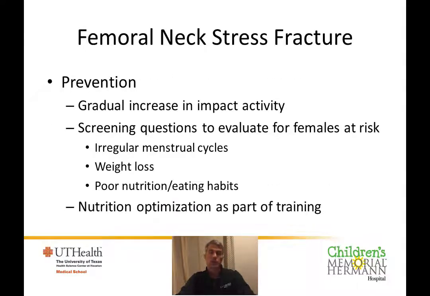Prevention would be a gradual increase in impact activity and screening questions to evaluate for females at risk: irregular menstrual cycles, weight loss, poor nutrition or eating habits. And nutritional optimization as a part of training is a main preventative measure.